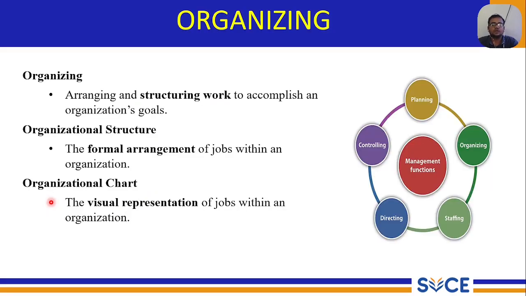First, we have already seen in the previous video what the various functions of management are. In that, organizing is one of the key important functions of management. What organizing usually does is arrange and structure the work which is done in the industry or an organization to accomplish, and streamline it towards the goals of the organization. It is basically called a formal arrangement of jobs within the organization, and it gives you an overall visual representation of the various activities which are carried out within the organization.